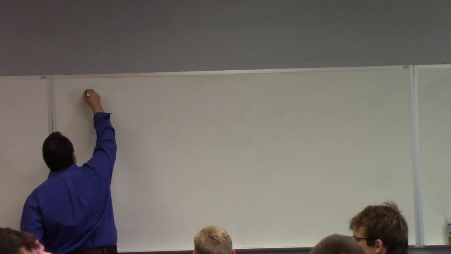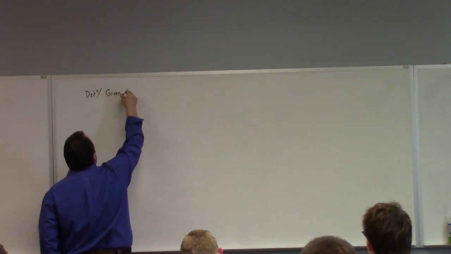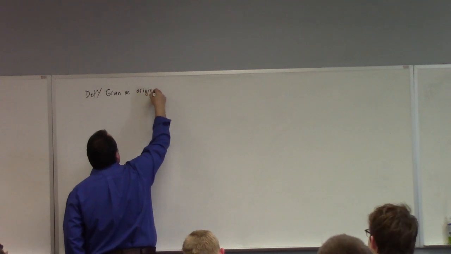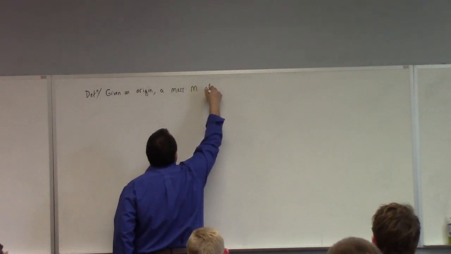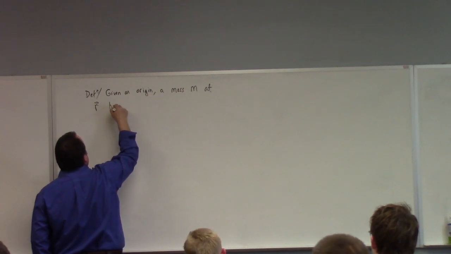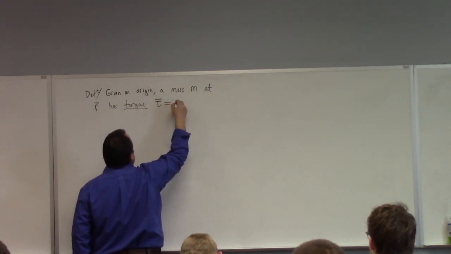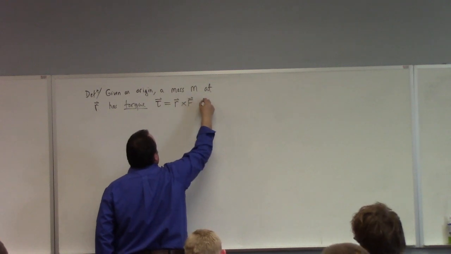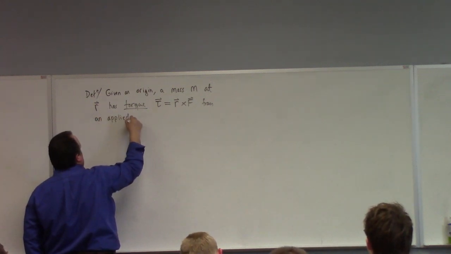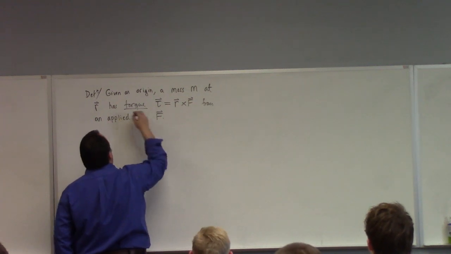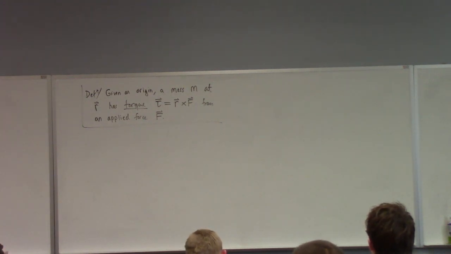Excuse me. Definition. Given an origin, a mass m at r has torque. You use tau for torque, equal to r cross F from an applied force F. So if you apply a force F, the torque from applying that force is given to be r cross the force.